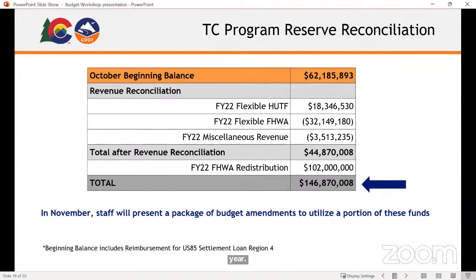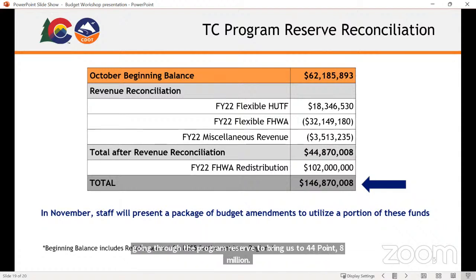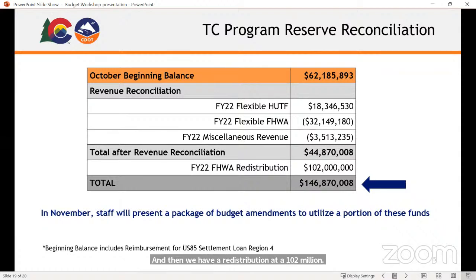Okay, next slide. All right, here's a reconciliation of the program reserve. So we began October with a balance of $62 million. That does include the reimbursement for the US 85 settlement loan from Region 4. And then those three numbers you saw in that earlier table, the flexible HUTF, FHWA, and miscellaneous, those adjustments are going through the program reserve to bring us to $44.8 million. And then we have a redistribution at $102 million. So bottom line, right now, we're looking at a balance of about $146.8 million. And so we are putting together materials to bring to you next month, kind of a package of budget amendments to take the next steps around that balance.